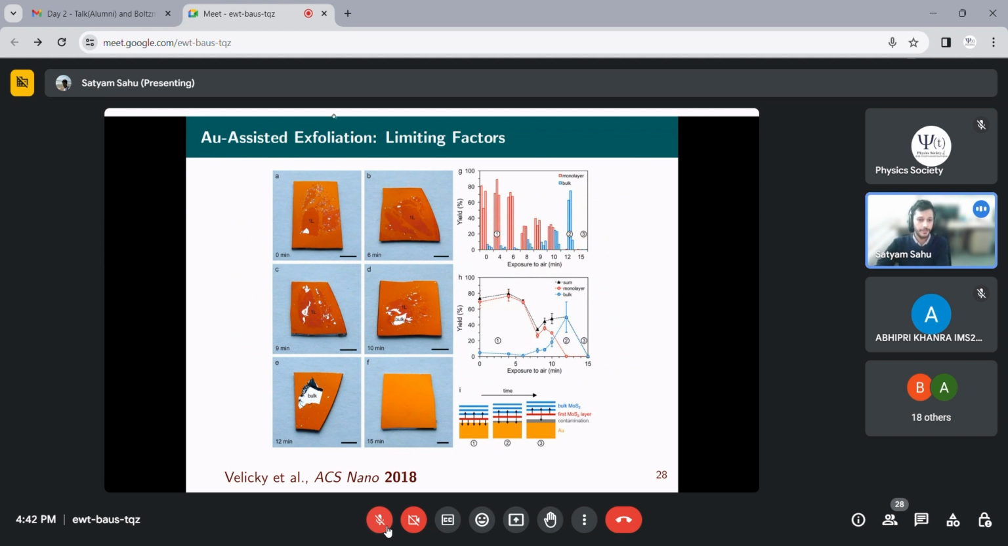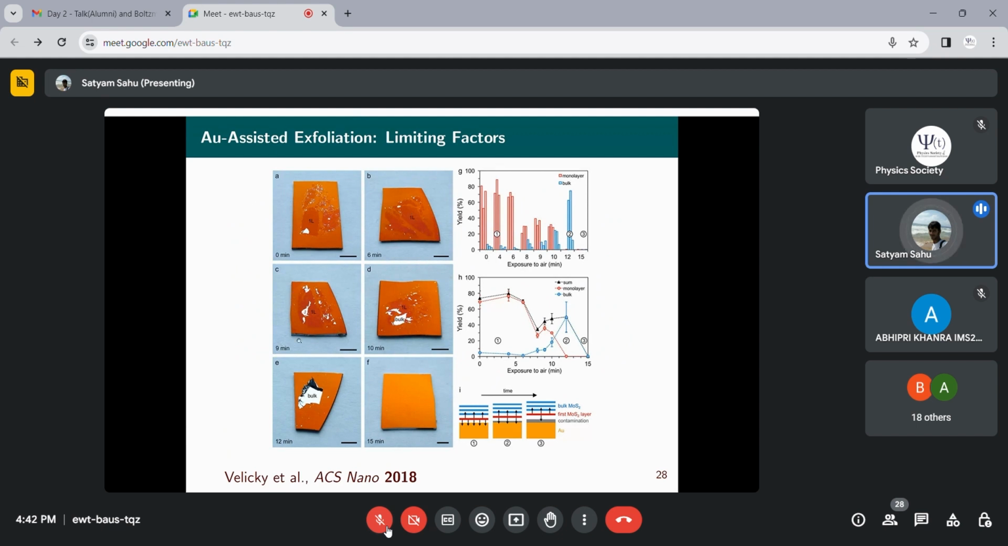If you see the panels from A to F, here we deposited gold in this case, and then we exfoliated materials on top of it after different time periods. In panel A, it was exfoliated immediately, after 0 minutes, and we have a very large size flake. But as you go to 6 minutes, you already start to see some cracks here.